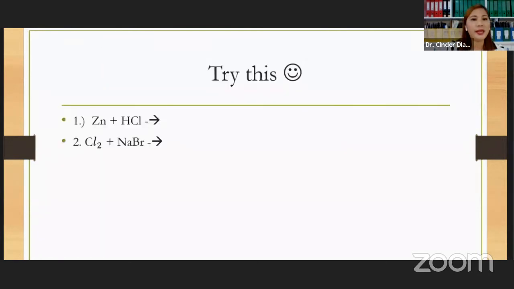Okay, let's try this. For the zinc plus hydrochloric acid, or the HCl. And then the second equation is chlorine plus sodium bromide.